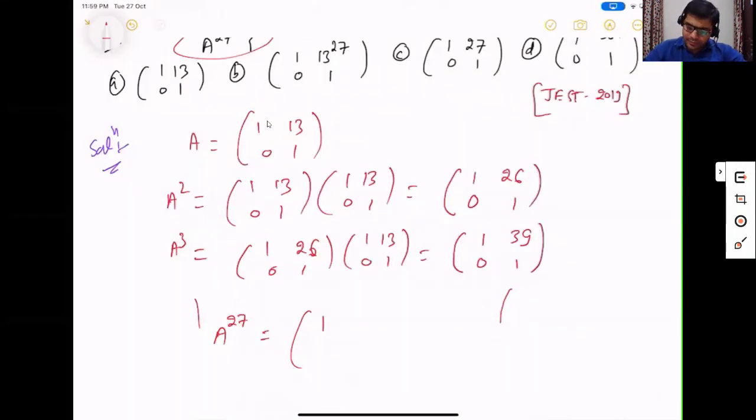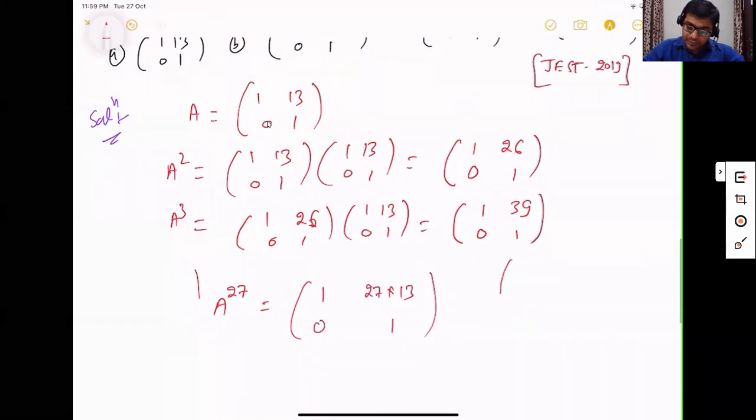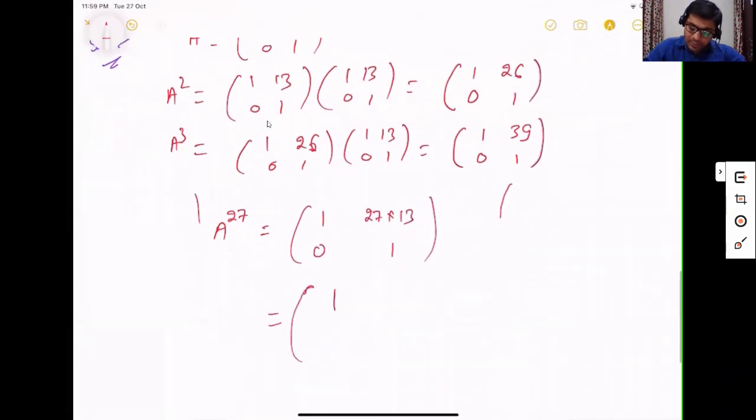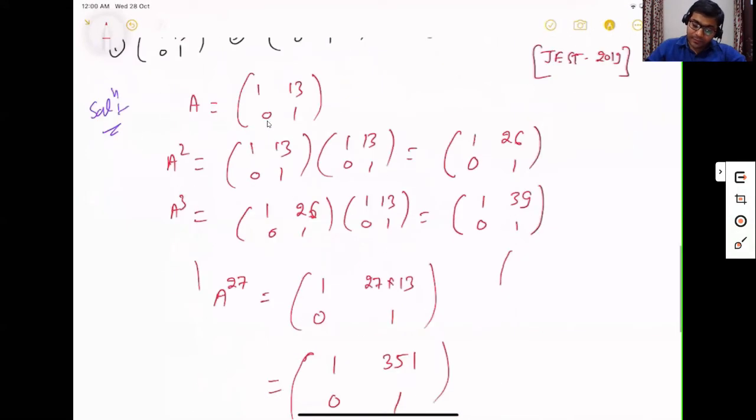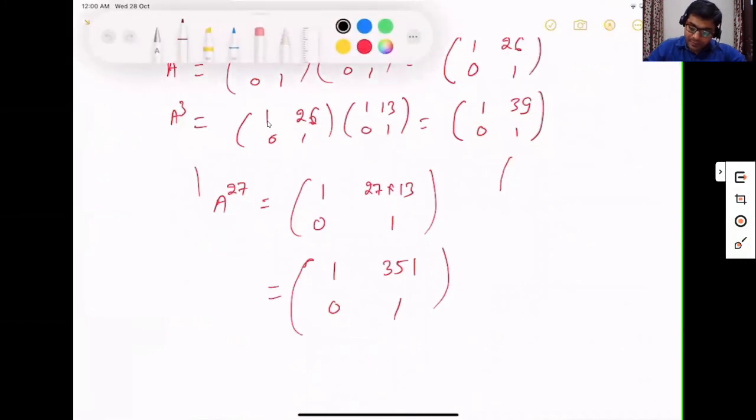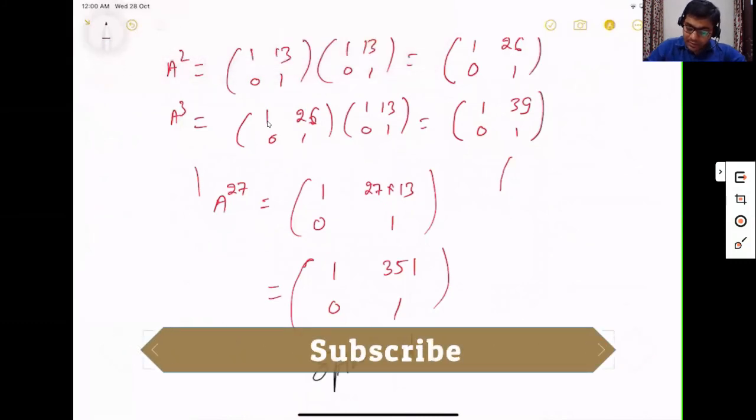So what will A to the power 27 be? A to the power 27 would be 1, 27 into 13 which is 351, 0, 1. So which option is matching? Option D is matching, so we have the answer as option D.